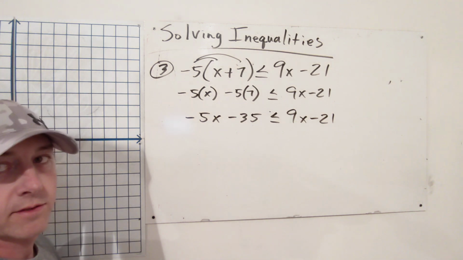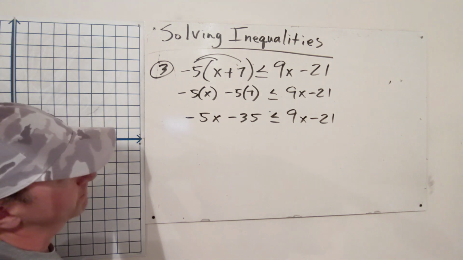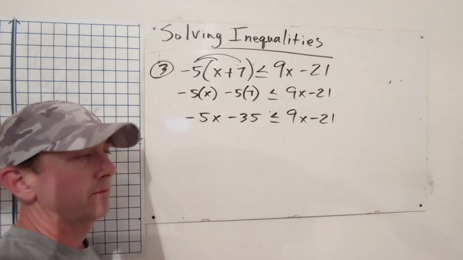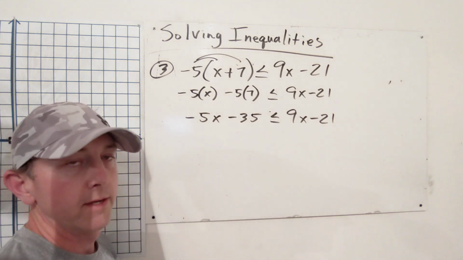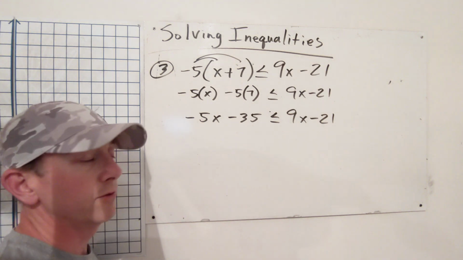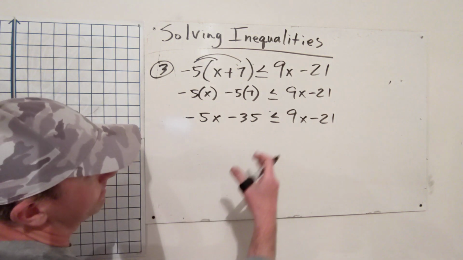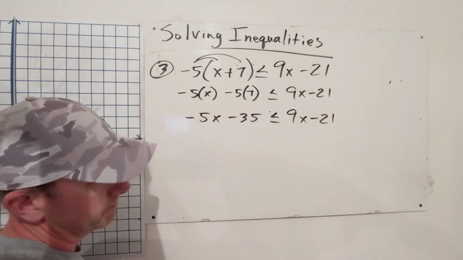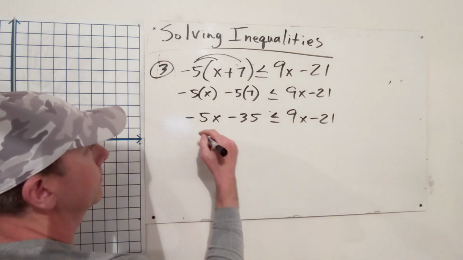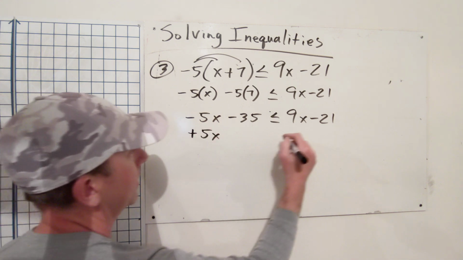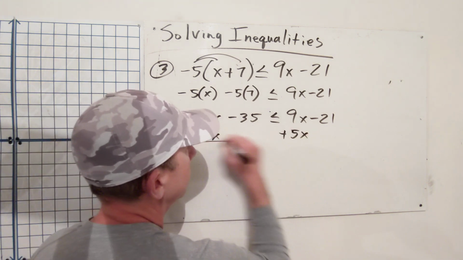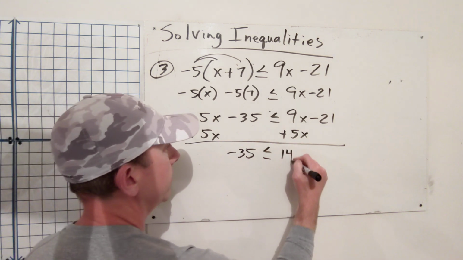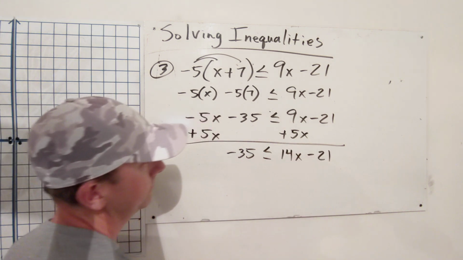Now we need to get the x's on the same side. Some people have different opinions on which one you need to move. Some people always want to move it to the left. Some people always move the smaller one. It's really entirely up to you as long as you follow proper order of operations and the properties of equality. So here I'm going to add the 5x so that way I keep things positive. When I do that, I get negative 35 is less than or equal to 14x minus 21.